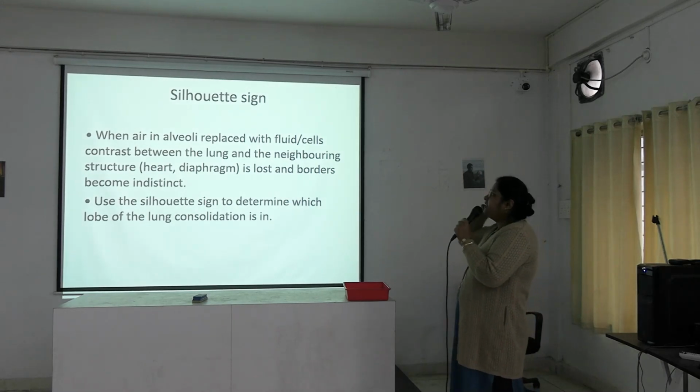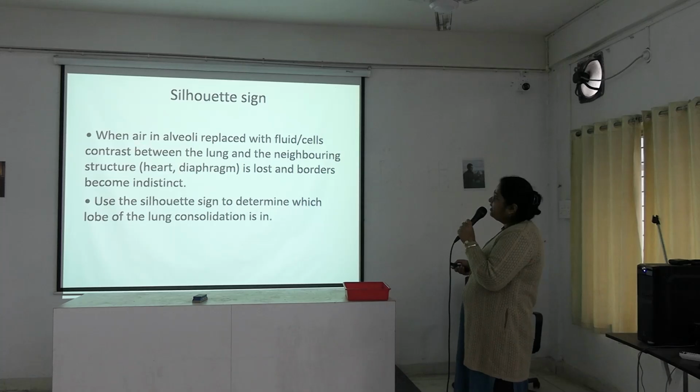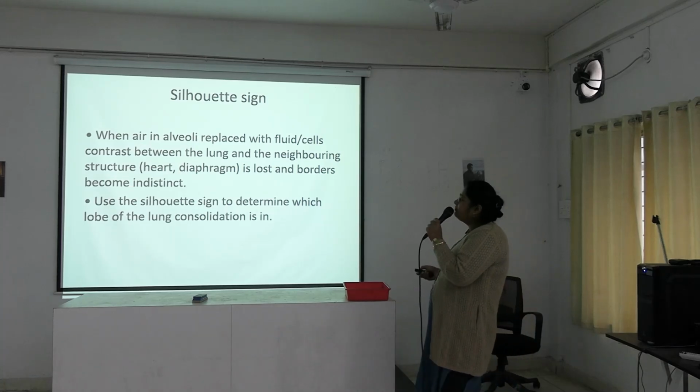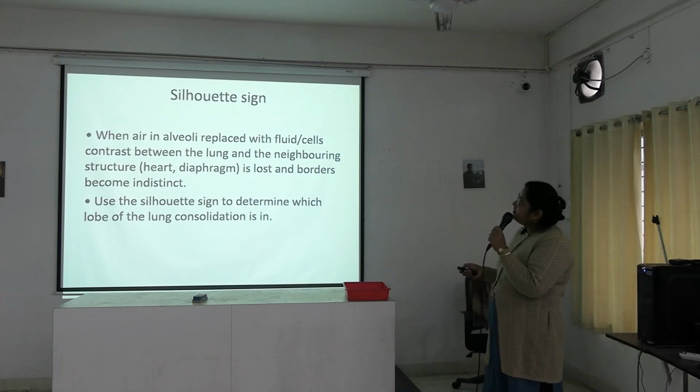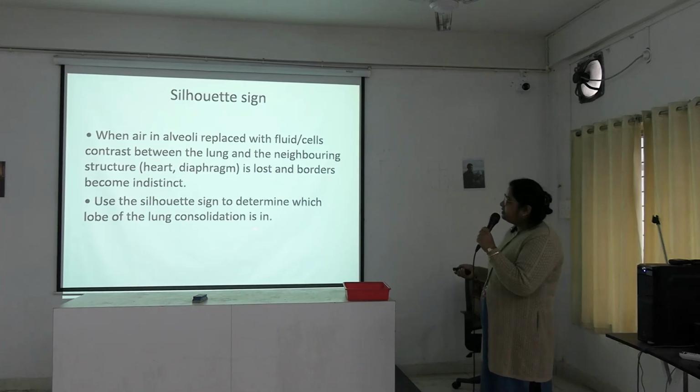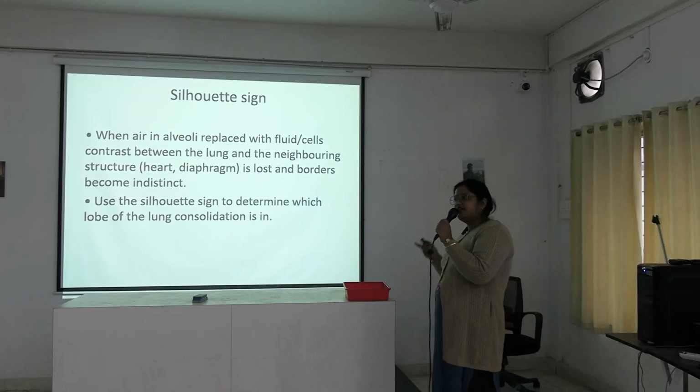Silhouette sign: when air in the alveoli is replaced with fluid or cells, the contrast between the lung and the neighboring structures like heart and diaphragm is lost and borders become indistinct. That is known as silhouette sign. And use the silhouette sign to determine in which lobe of the lung consolidation has occurred.